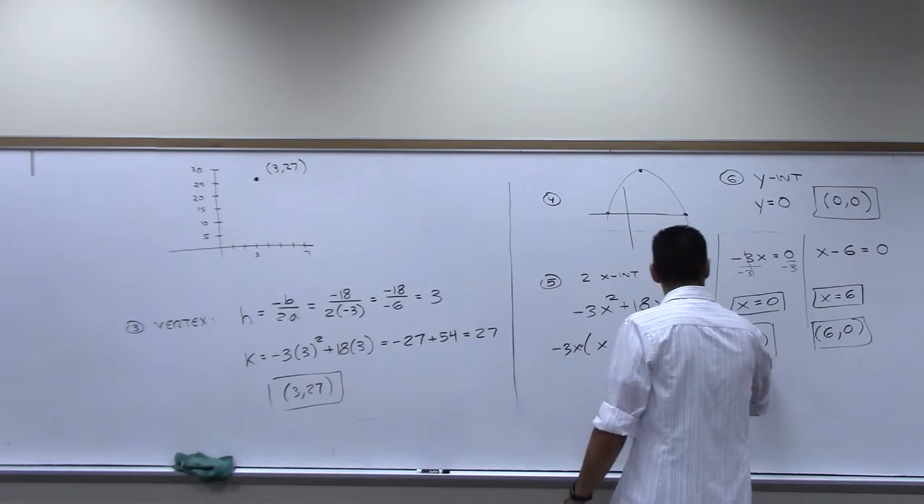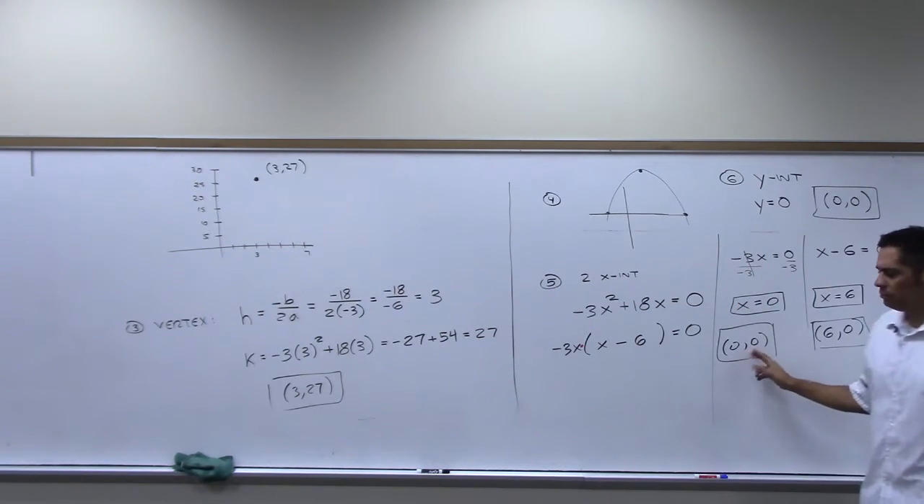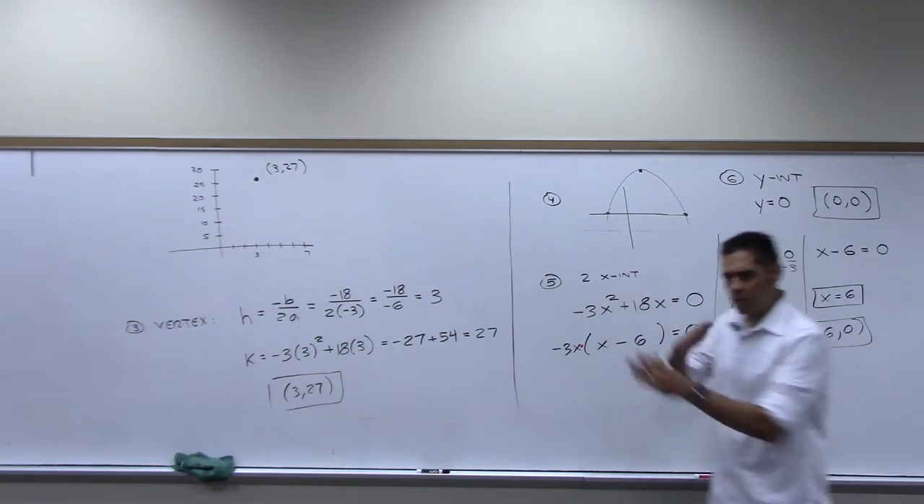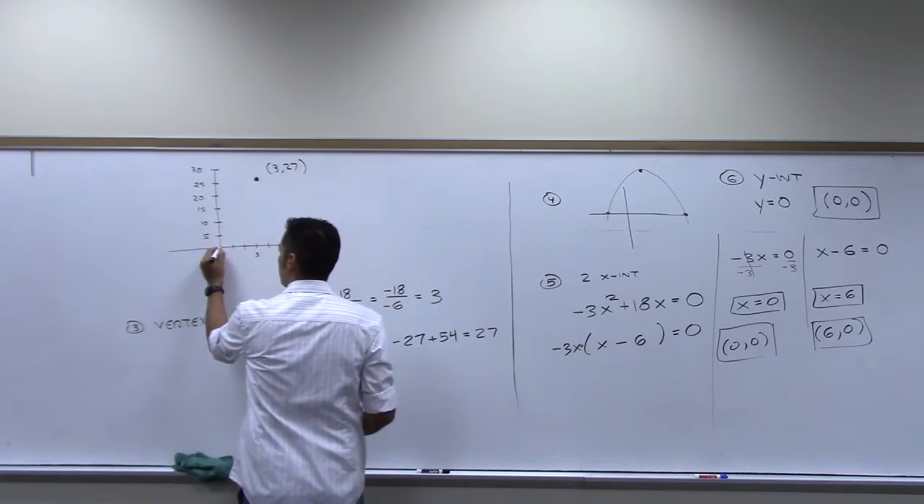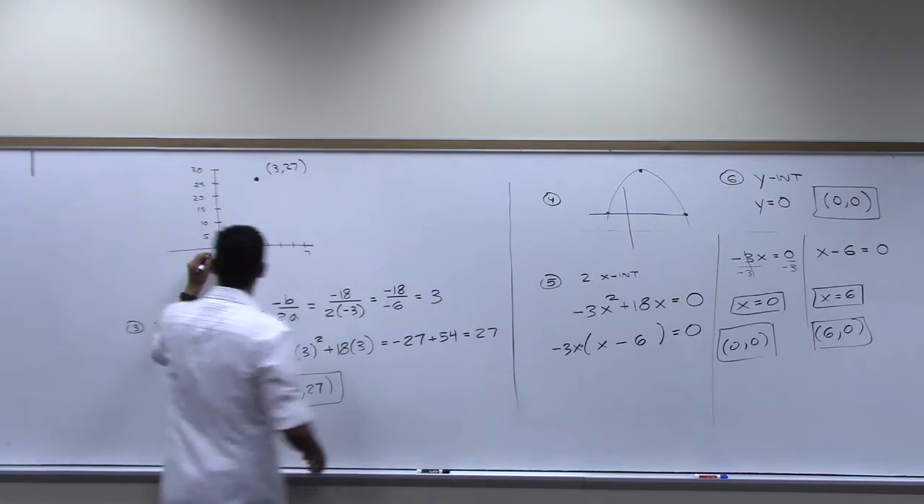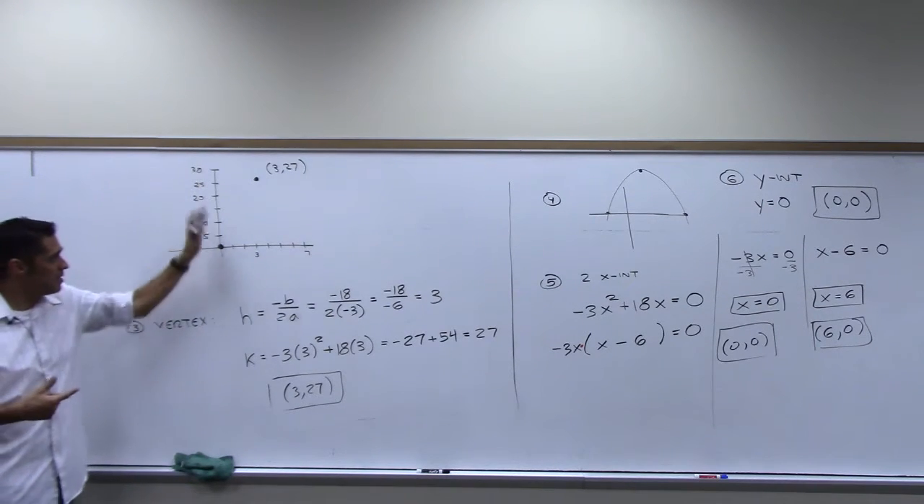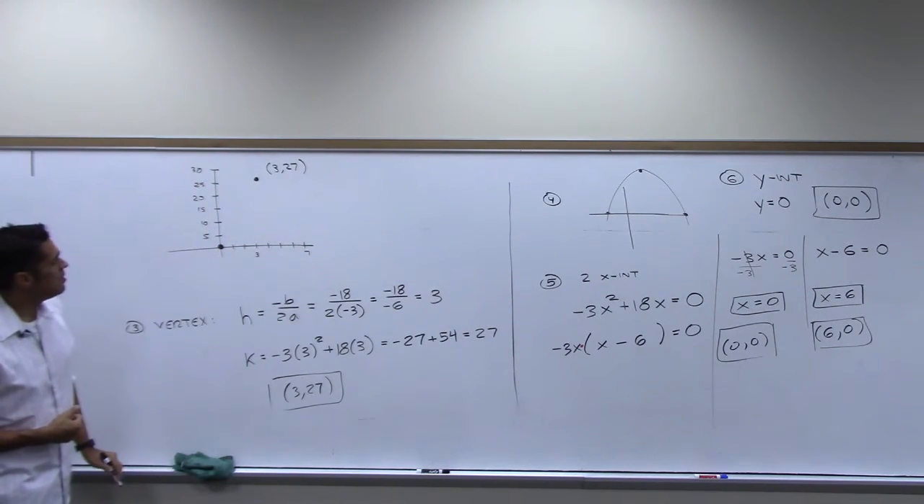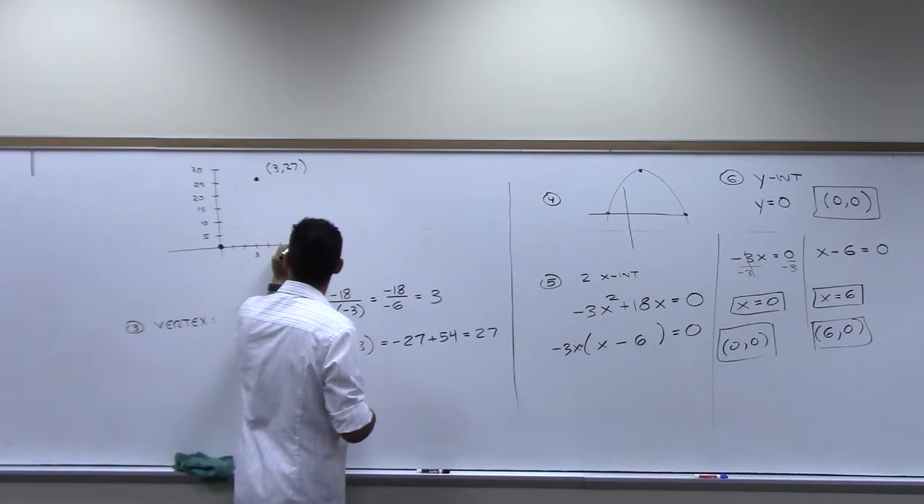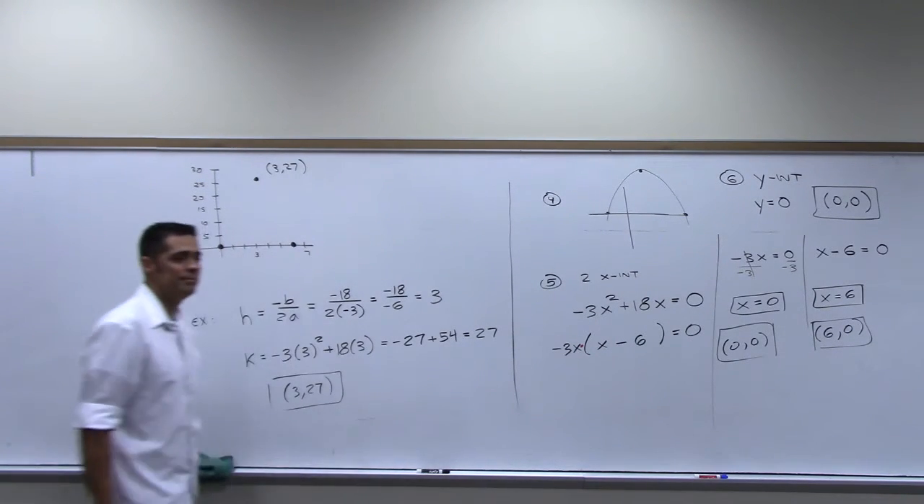All right, so 0, 0. That's where the x and y meet each other, right? This is the origin point. And that turns out to be both the x-intercept and the y-intercept, isn't it? Because it hits the x-axis and the y-axis. Then the other one is at 6. And that's all I've got, right?